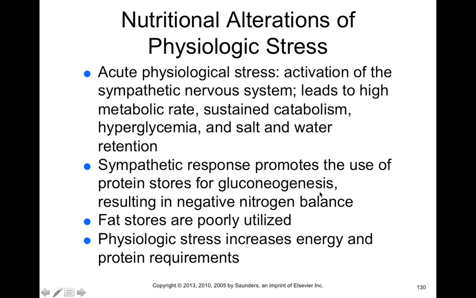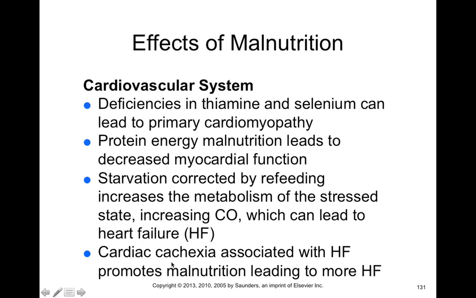You might see some muscle wasting, as well as a negative nitrogen balance. You can get a lot of nitrogenous waste in urine with less intake. Fat stores are poorly utilized. So you can see muscle wasting, but maybe adipose increases. And this can also lead to an increase in protein requirements.